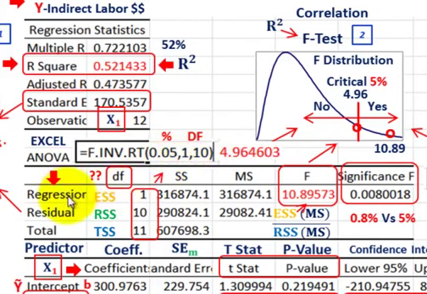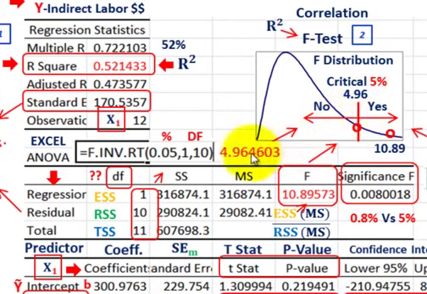So first off, for our equation here, the regression, that's the ESS here. We have 1 degree of freedom that Excel is printing out, and then the other one is for the residual, RSS here. We have 10 degrees of freedom here. Put that in, hit enter, and you're going to get a critical value of 4.964 here. And that's what we're going to use in our F distribution here.